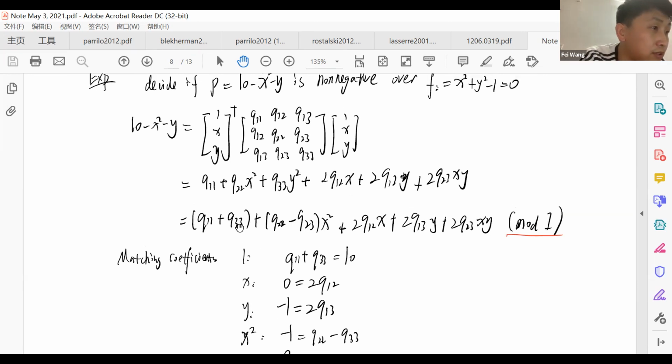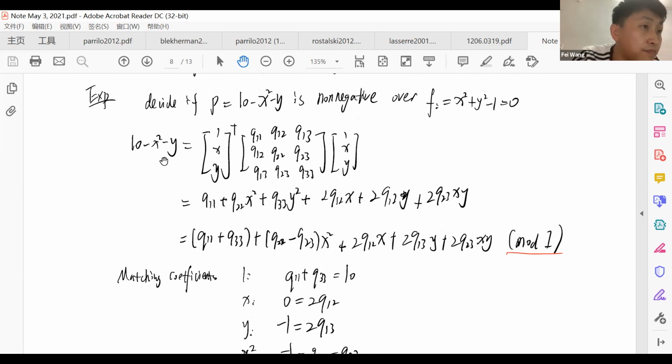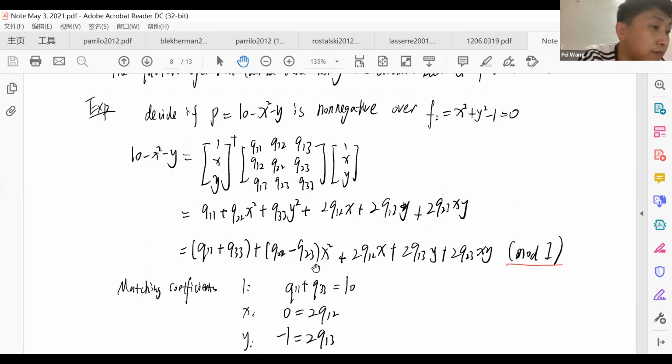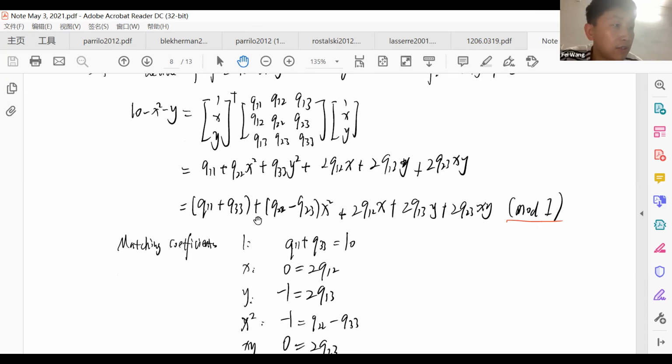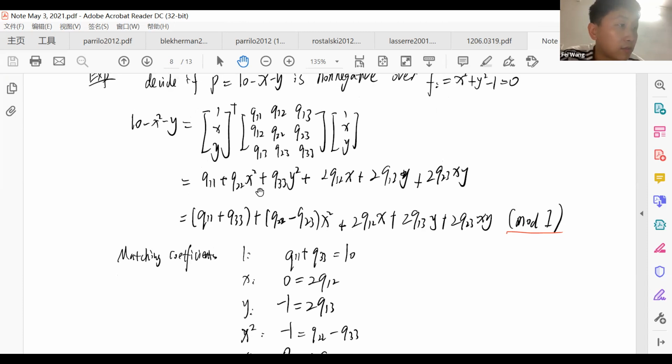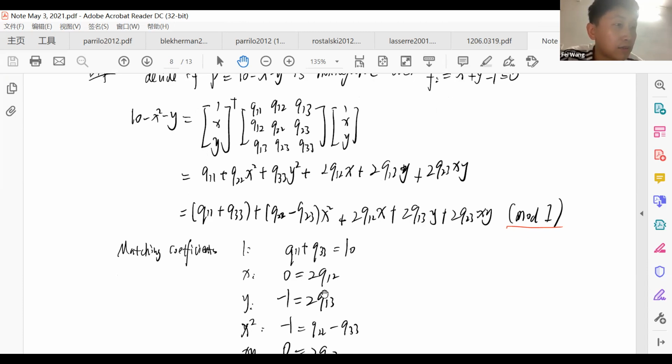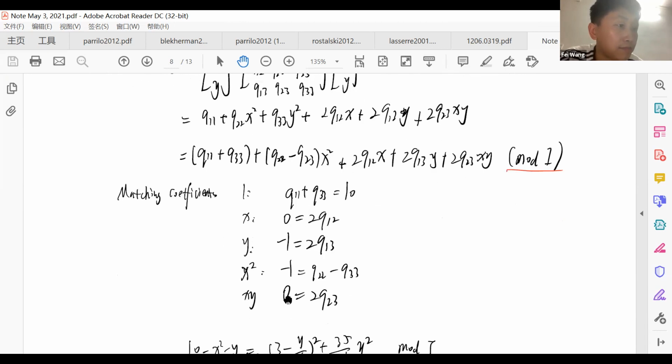Then we match the coefficients of the monomials. So Q11 plus Q33 is 10, right? This is the constant term. Q12 is 0, which is the coefficient of x. Here there is no x, so this is 0. Q13 goes with y, and there's a negative y here, so 2Q13 is negative 1, etc.